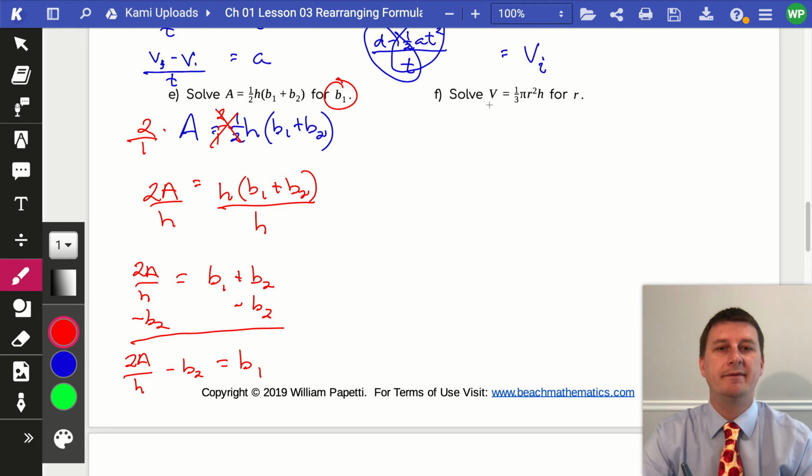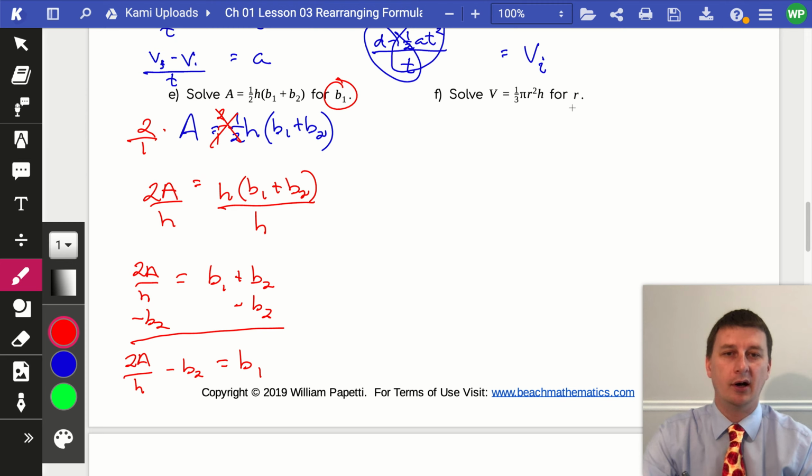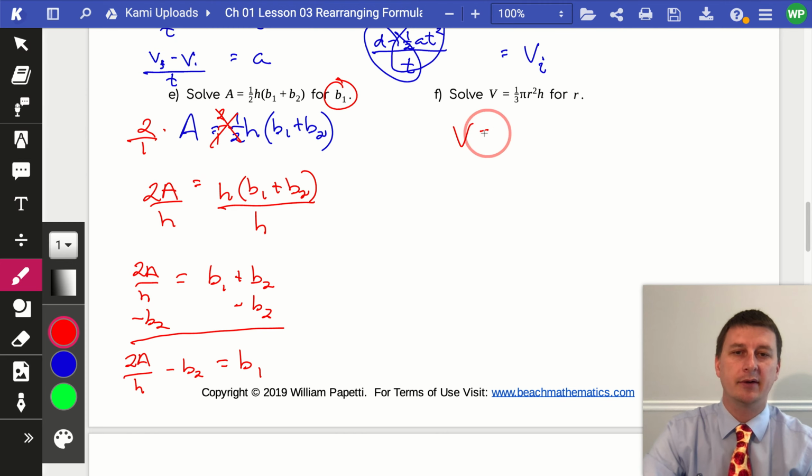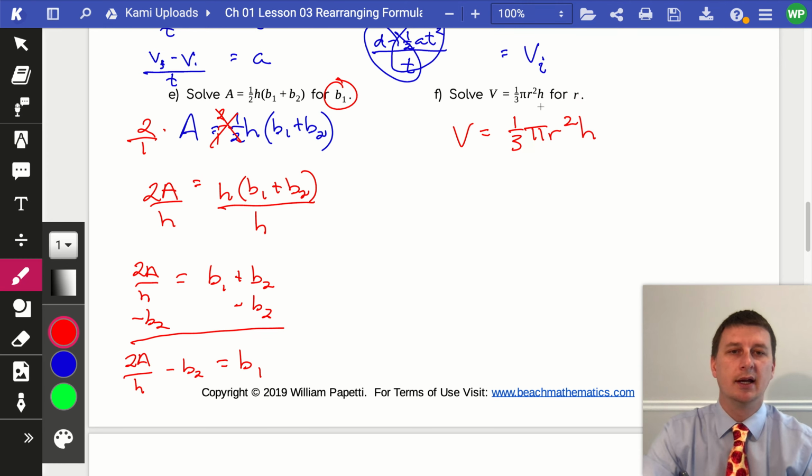And finally, we have volume is equal to 1/3 pi r squared h, and we're solving for r here. So let's start off by rewriting that formula. Volume equals 1/3 pi r squared h. And just as I did over here, I want to move that fraction first. And when I divide by 1/3, it's really the same thing as multiplying by its reciprocal. So I'm going to multiply by 3 on both sides.